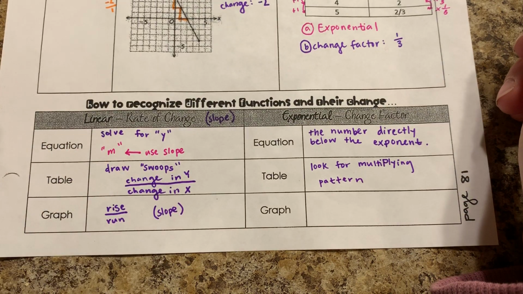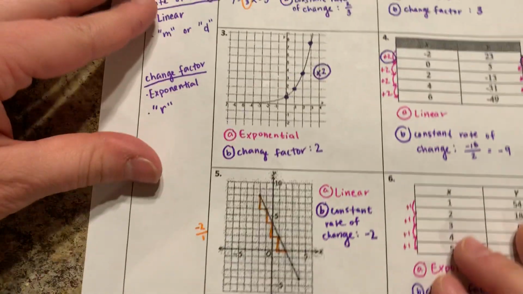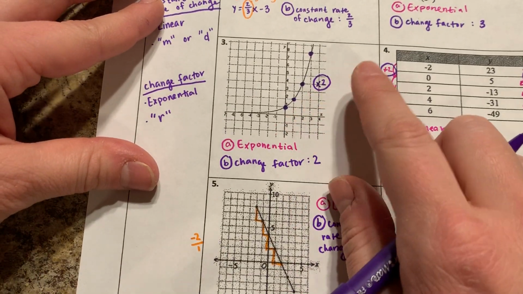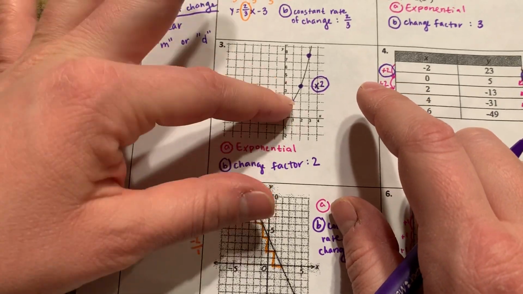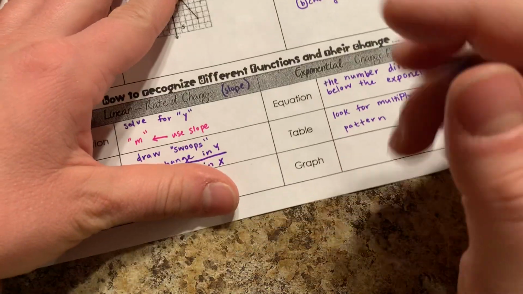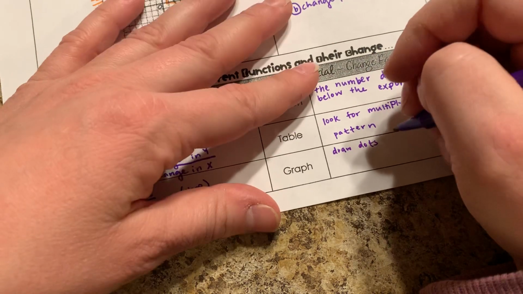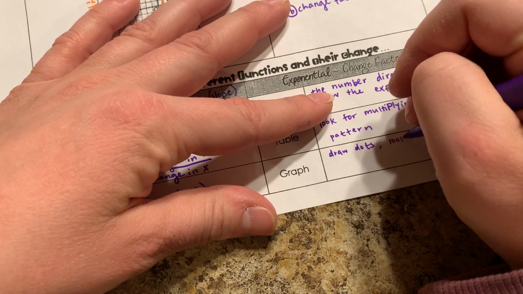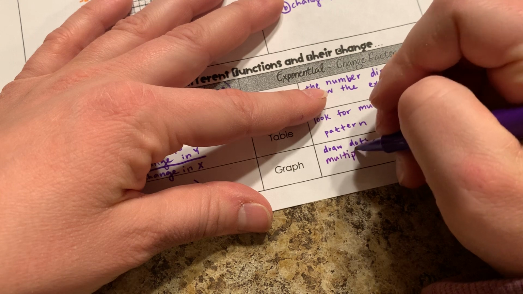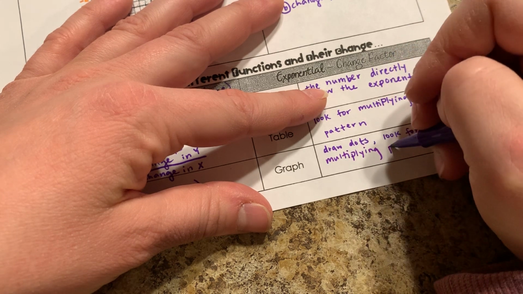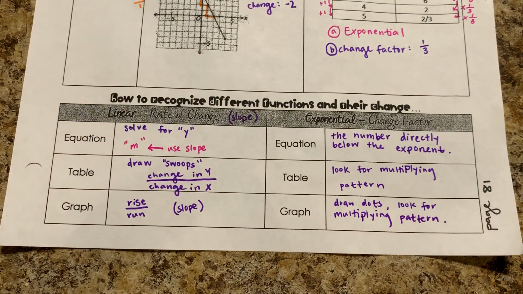Okay, so we've got equation, we've got a way to find the change factor in a table. Let's talk about that graph. In the graph, we drew in some nice dots, and then we looked for the distance between those points. We looked at how you went from one dot to the next. So I'm going to say, draw dots, look for multiplying pattern. And whatever it's multiplying to the right, that is going to be our change factor.